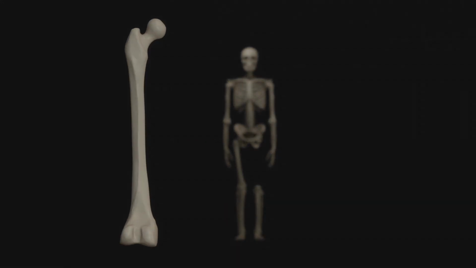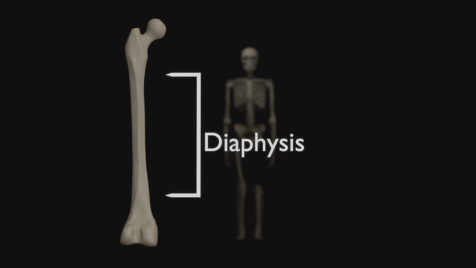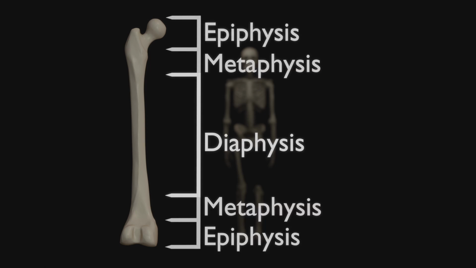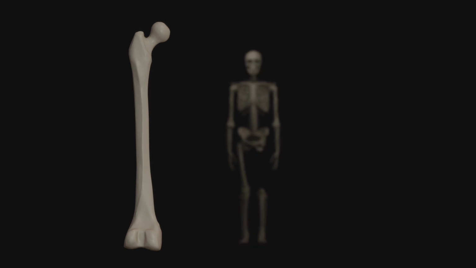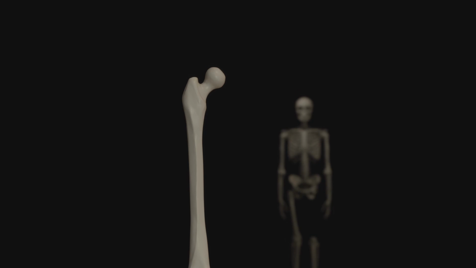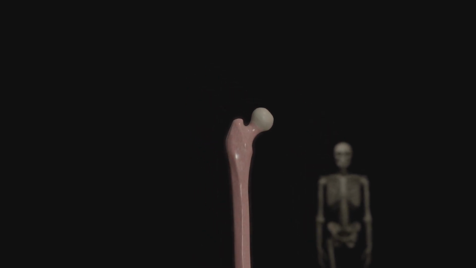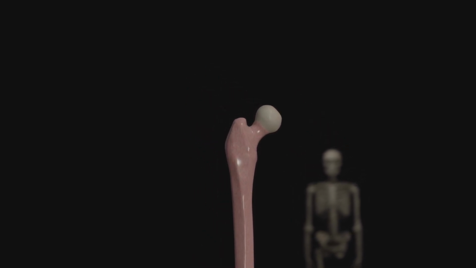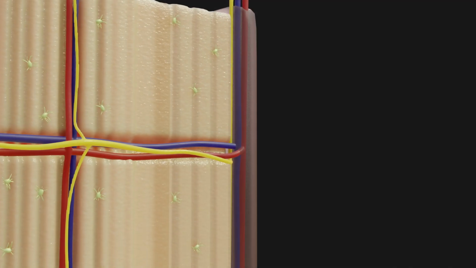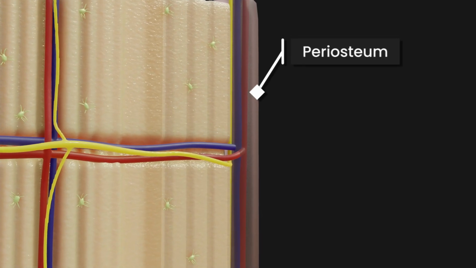Let's take a look at the macroscopic structure of the femur. It consists of a bone shaft, also known as the diaphysis, and the epiphyses located at the ends. The metaphyses lie between them. Almost the entire bone is covered on the outside by a special membrane called the periosteum. Only the joint surfaces are excluded. The periosteum is well supplied with blood and rich in nerve fibers.